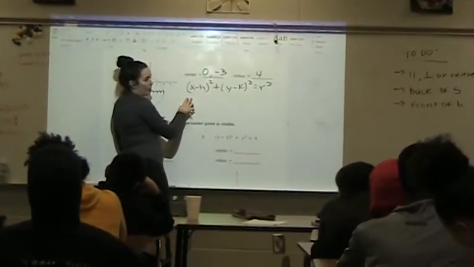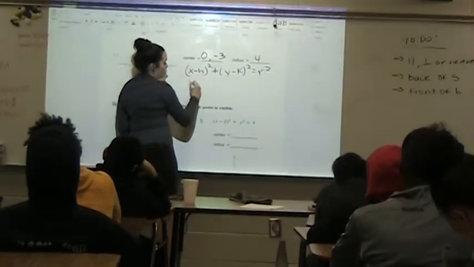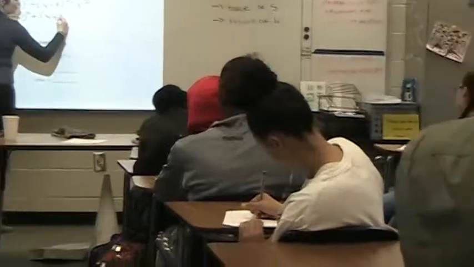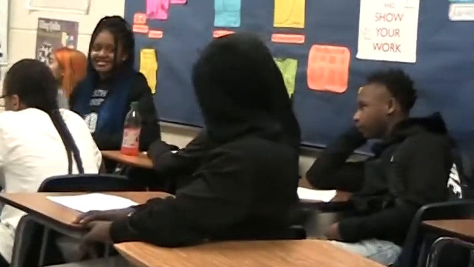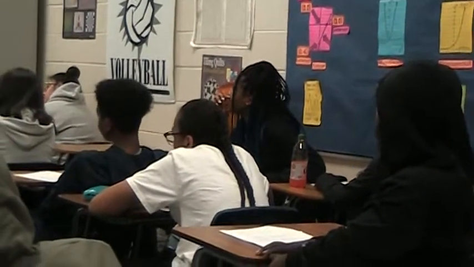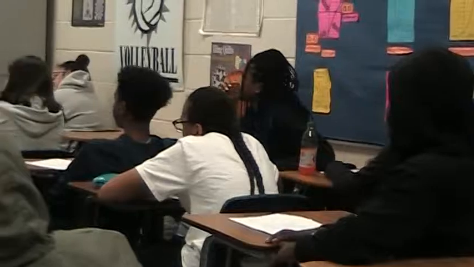Okay, so now what do I plug in? X minus 0 squared, plus y plus 3 squared, equals 16. Okay, somebody asked a really good question. Do we have to put a 0? No. What can I write this as? X squared.